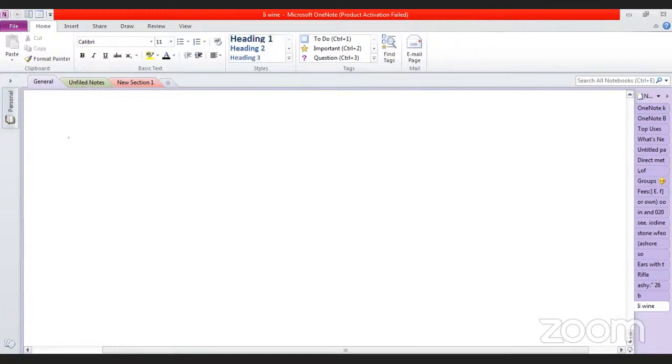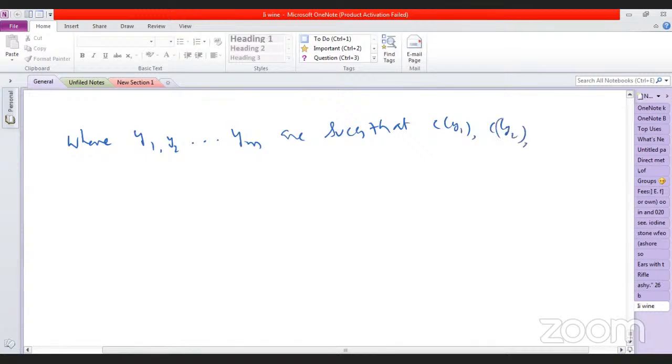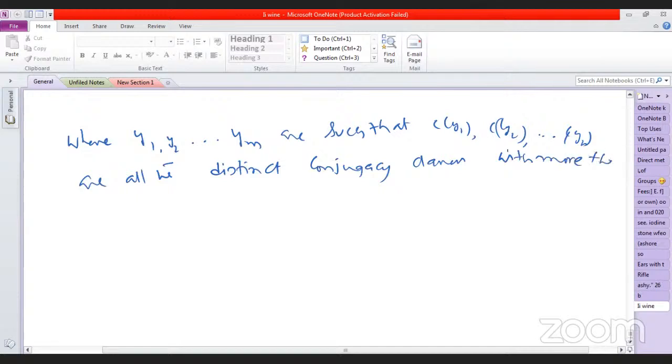So therefore, that's another one. And now I'm writing the statement only. Y1, Y2, and so on, Ym are such that Cy1, Cy2, and so on are all the distinct conjugacy classes with more than one element. This is the statement of the class equation. You have to write it in the examination. If they give this statement, you have to write the proof. Otherwise, you can write the total statement and give the proof here. Understood?